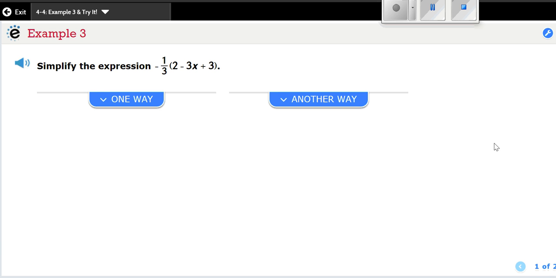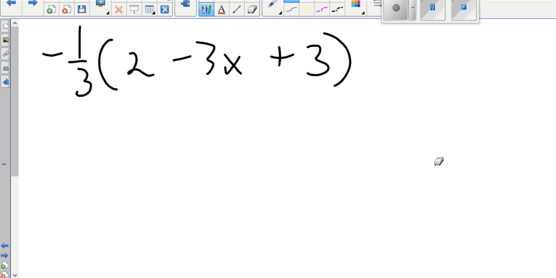Okay, example 3 says, okay, here's, whoa, bigger quantity, 1/3 times this long expression. So there's actually two ways we can do this, so we're going to talk about both of them real quickly. Step number 1 would be what we've been doing this entire lesson, and just go ahead and distribute this.